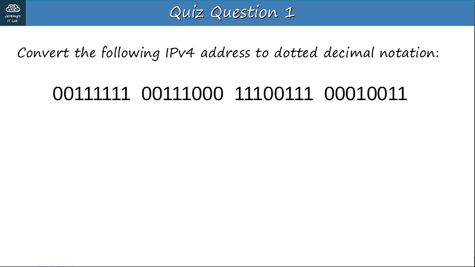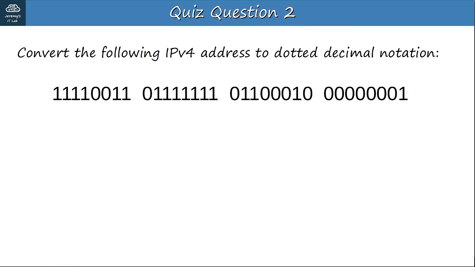Question 1. Convert the following IPv4 address to dotted decimal notation. Pause the video to solve the question, then unpause to check the answer. The answer is 63.56.231.19. Let's go to question 2. Convert the following IPv4 address to dotted decimal notation. Pause the video to solve the question, then unpause to check your answer. The answer is 243.127.98.1.